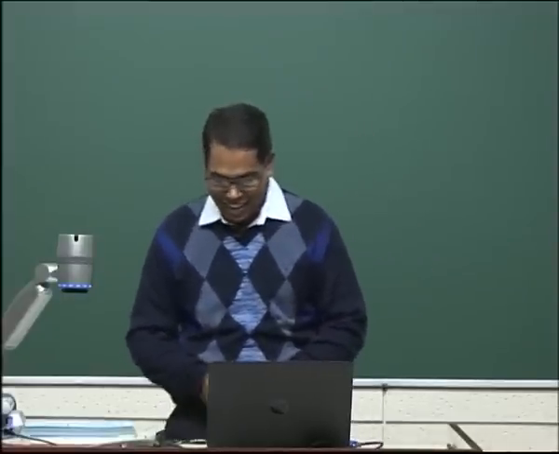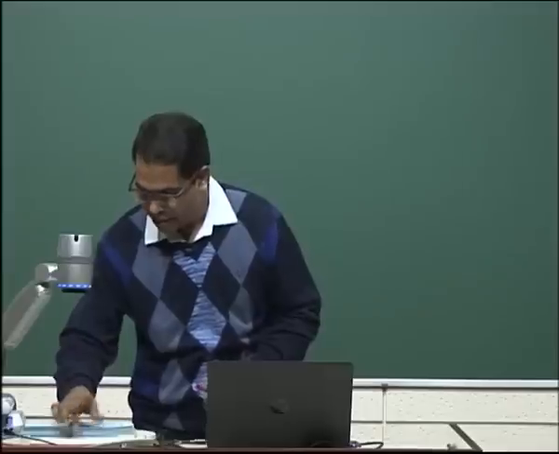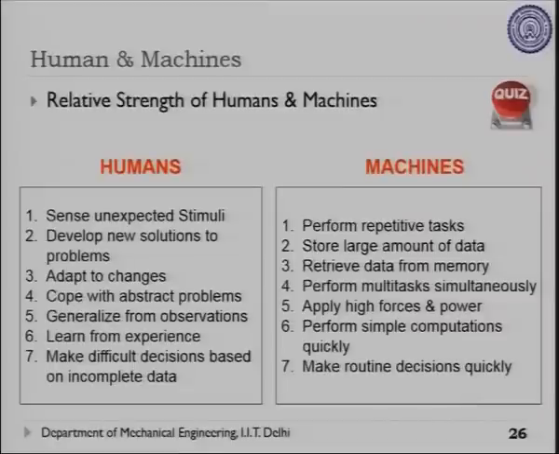So good. Let me list those points, though we have written quite a few points over here. Machines perform repetitive tasks, store large amounts of data, and retrieve data from memory much faster than human beings can. We still have to think on that. Performing multiple tasks simultaneously is a strength of a machine. I can do drilling and turning simultaneously, and I can include more operations simultaneously.